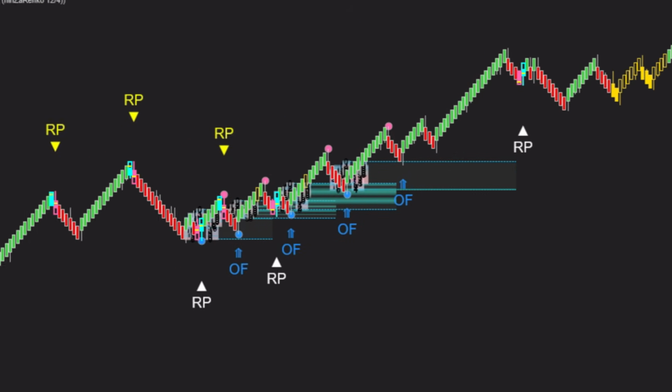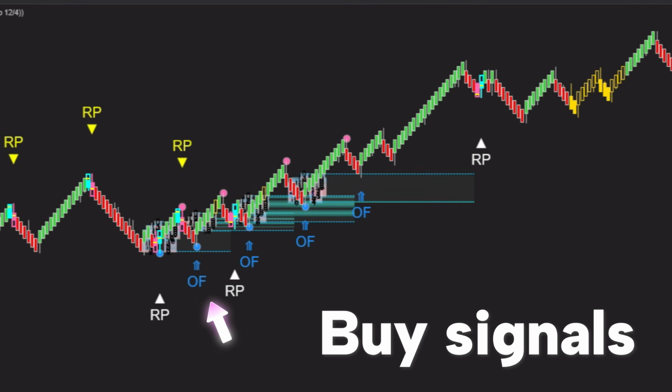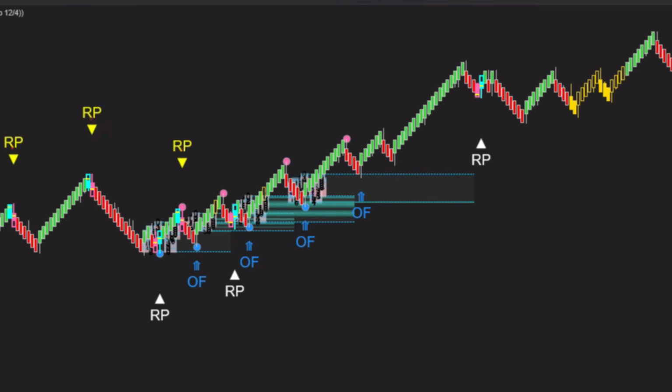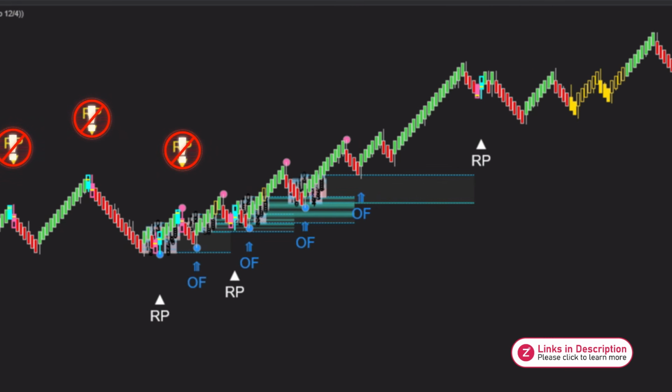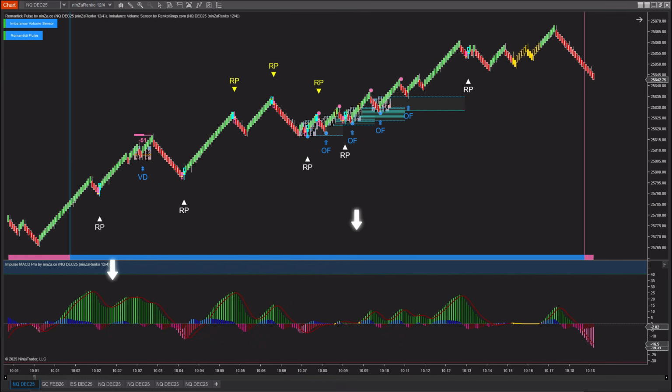As price continues to move, you'll notice that multiple buy opportunities appear throughout the uptrend, generated by both imbalance volume sensor and Romantic Pulse. However, keep in mind that this doesn't mean we should enter every single signal. The abundance of signals is not for rapid-fire trading, but rather to give us additional chances in case we missed earlier entries or if the market conditions weren't ideal at the time. This approach makes the strategy flexible and trader-friendly, allowing you to select only the most optimal entry points throughout the entire upward move.